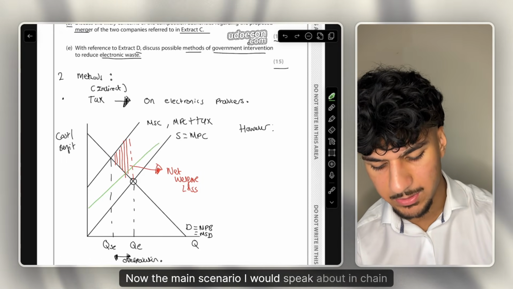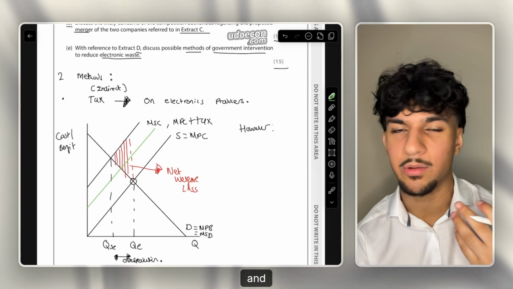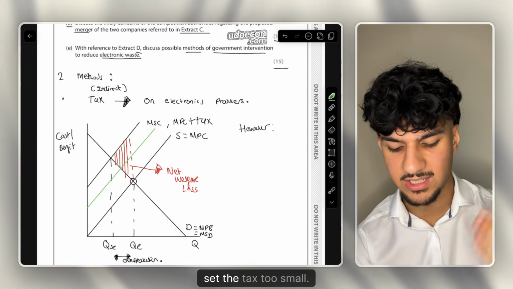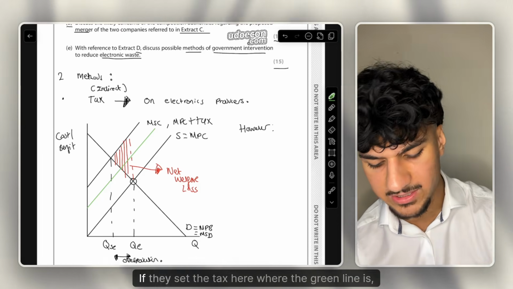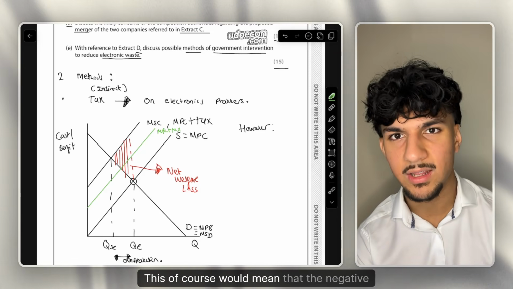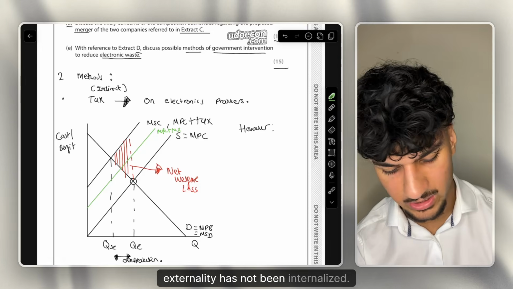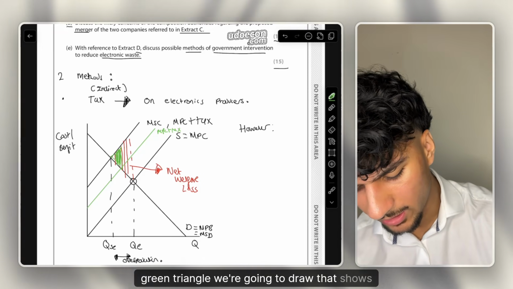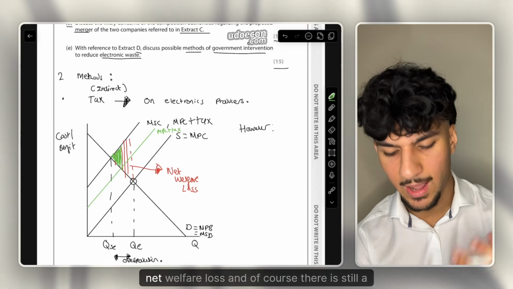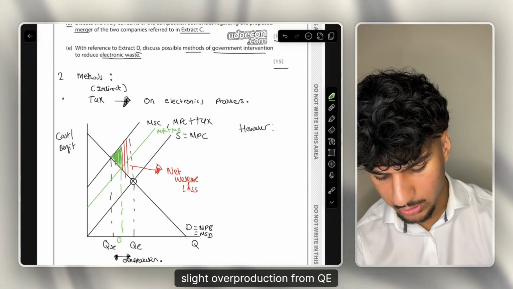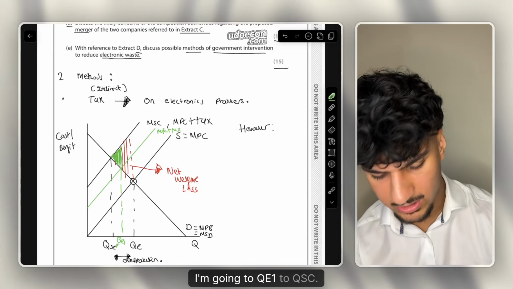Now the main scenario I would speak about in the chain of analysis, and the most possible scenario, is if the government set the tax too small. And what is the problem if they set the tax here, where the green line is, so where MPC plus tax is? This of course would mean that the negative externality has not been internalized, since if you look at this green triangle I'm going to draw, that shows the remaining net welfare loss, and of course there is still a slight overproduction from QE1 to QSE.